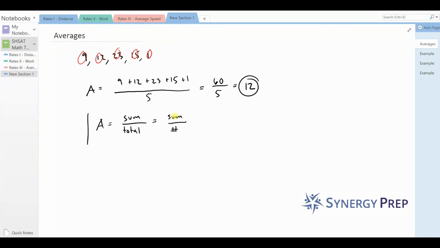It's essentially the same thing. I just like to use the hashtag instead. It's my preference. So that's pretty simple, but there are slightly more difficult examples, especially on the SHSAT, where you'll have situations where say you have 5 people, they give a certain average, they add a new person or they remove a person, and you have to find the new average. So let's look at a couple examples of those.